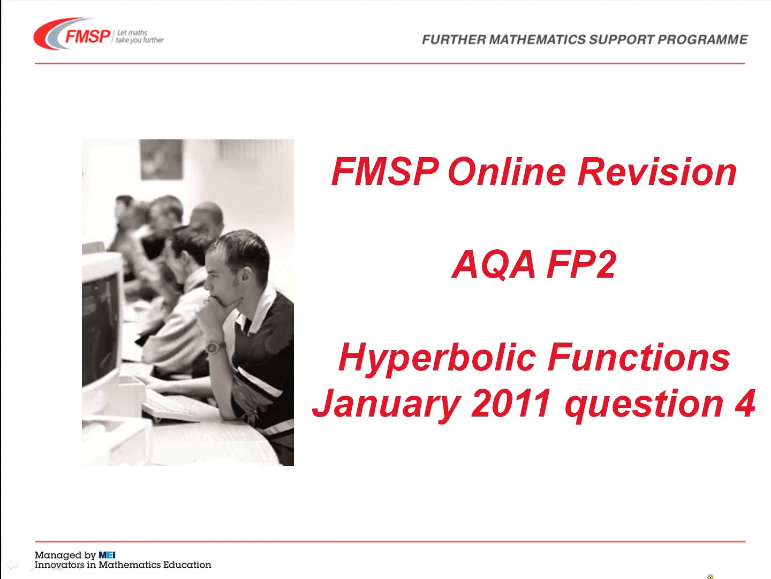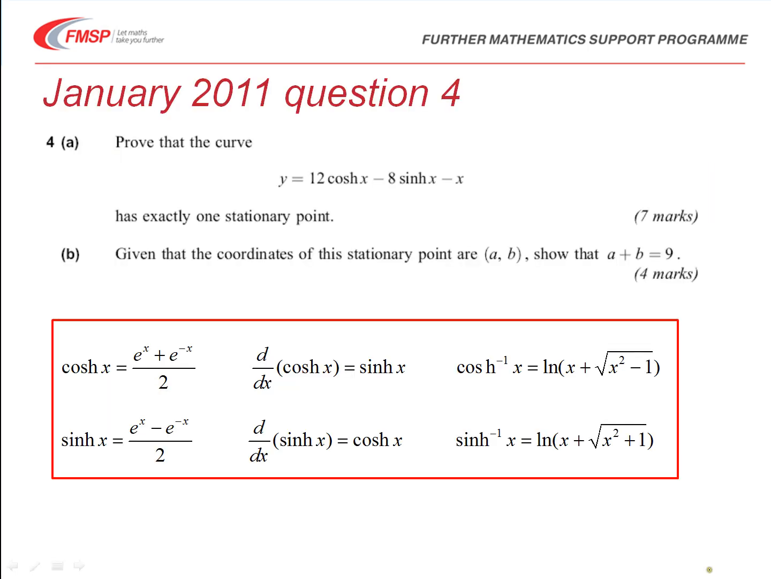Well, welcome to this online revision session for AQA FP2. We're going to cover the January 2011 question 4 on the topic of hyperbolic functions. Two parts to this question. First part gives you an equation relating y and x, that y equals 12 cosh x minus 8 sinh x minus x. And we have to show that this has only one stationary point.